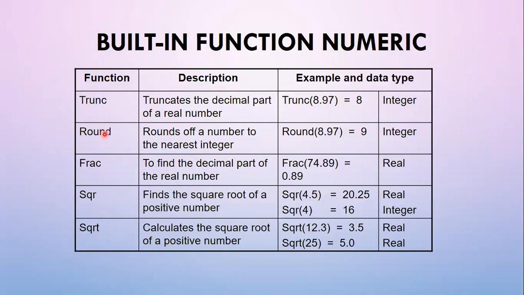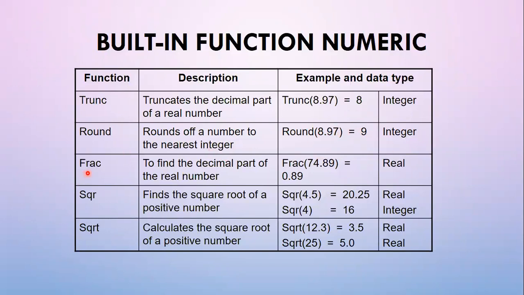Then Round rounds off a number to the nearest integer. Now you have been doing rounding since grade 3, so you should all be very acquainted. So how does rounding work? If the number is 0 to 4 it rounds down to the whole number, 5 to 9 will round up to the next number. Okay, so Round 8.97 will become 9. And it is data type integer.